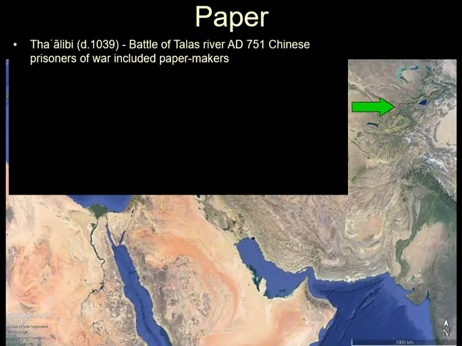And so the earliest reference to this Battle of Talas River is Ta'alabi. The Battle of the Talas River in 751 AD is when the forces of Islam defeated a Chinese army, and apparently the prisoners of war included paper makers. Now, there is actually a lot of evidence for paper use in this part of the world long before this time.